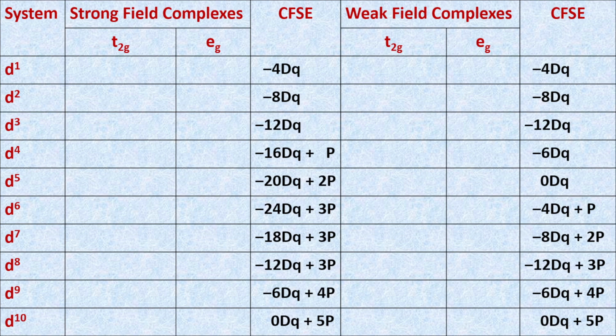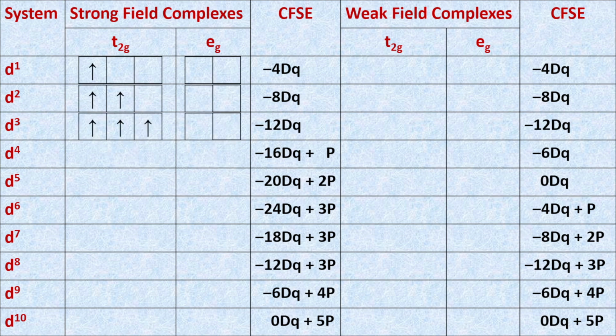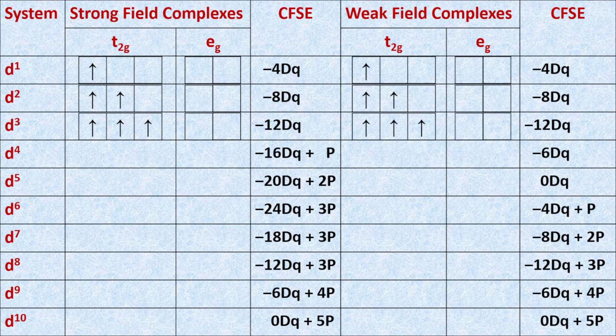The electrons in the d1, d2 and d3 system based metals always occupy the low-lying T2g level irrespective of the nature of the ligand, whether they are strong field ligands or weak field ligands. Due to this, the CFSE in the d1, d2 and d3 systems are -4 Dq, -8 Dq and -12 Dq respectively.